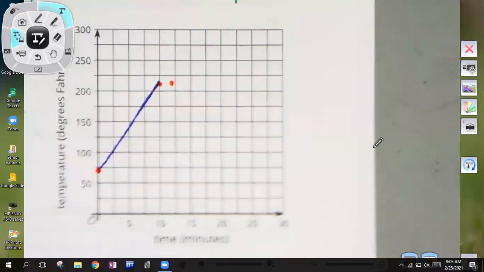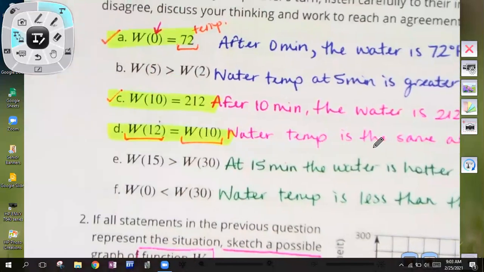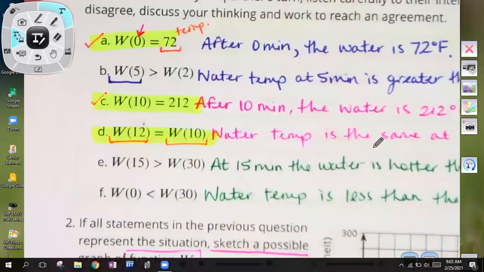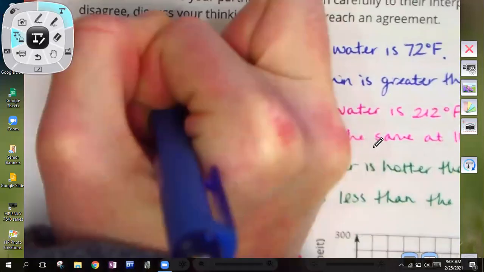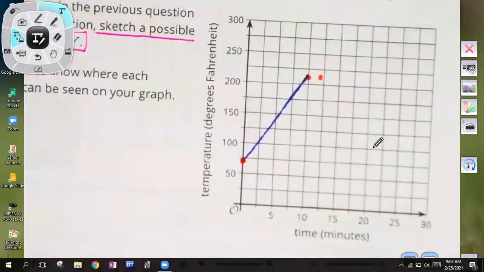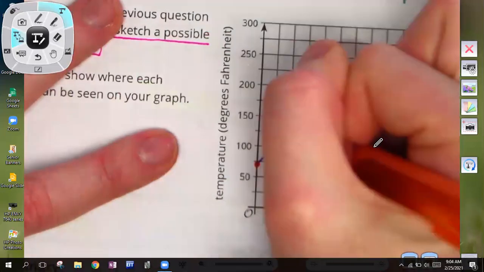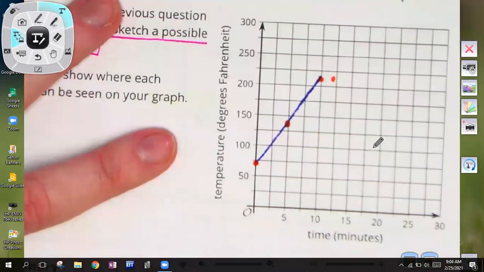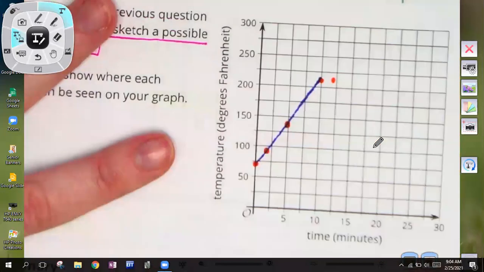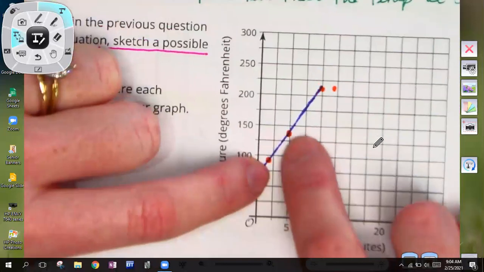I'm looking at this B one right here. I'm gonna explain that one. So this is saying that the output after 5 minutes is greater than the output after 2 minutes. So let's see if that's true based on that line we just drew. I'm gonna go to 5 minutes and graph it on my line. And then I'm gonna go to 2 minutes and graph it on my line.